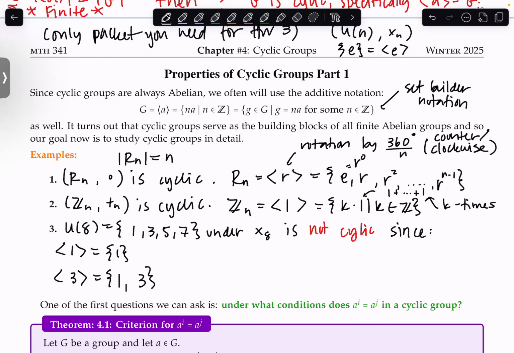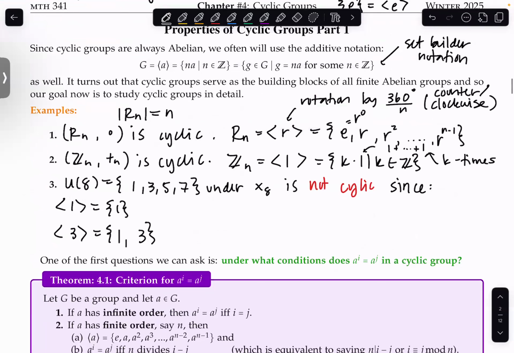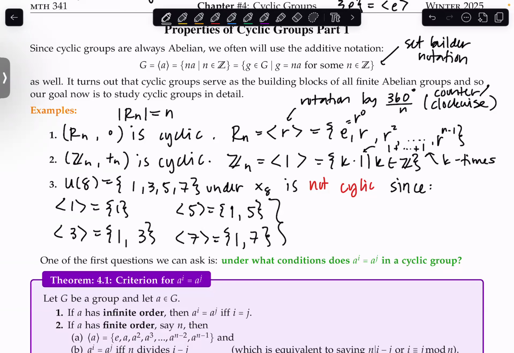So far I haven't found a generator that gives me the entire group, but I do need to look at the rest of them. So if I looked at the group generated by 5, I know I'll get back 5. And then when I square, I get 25, which is the same as 1 mod 8. Okay, I'll do the same for 7. And as you can guess, we're not going to get the whole group. If I square this, I'll get 49, which is the same as 1 mod 8. Okay, since none of these group elements generated back the entire group, I know that my U8 cannot be cyclic.